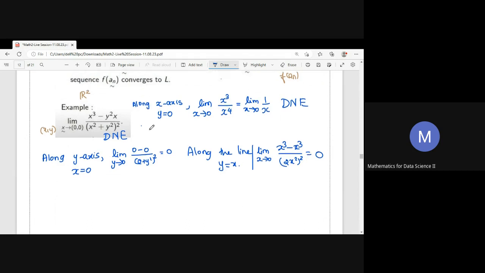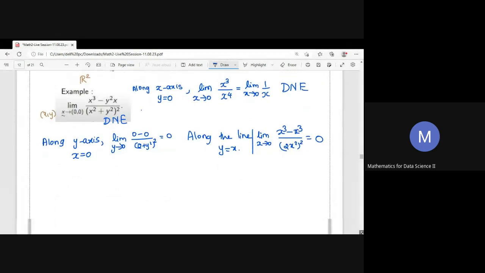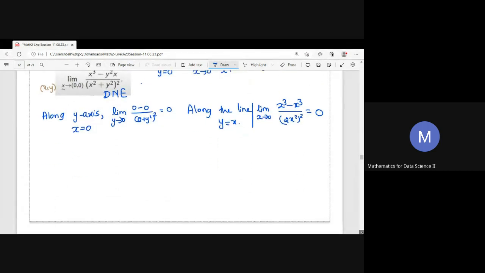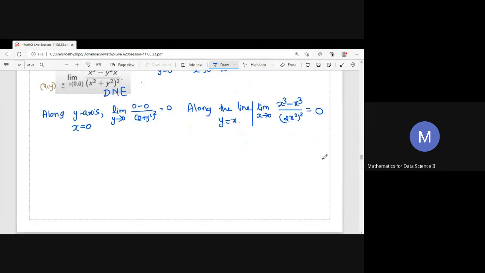This method is mainly used only when you are going to prove that the limit does not exist. Otherwise, you don't use this method. Using different curves for finding limits, you use only to prove that the limit does not exist. Because there are an infinite number of curves, you cannot prove that the limit exists in all the directions. Only the counterpart you use, that the limit does not exist.